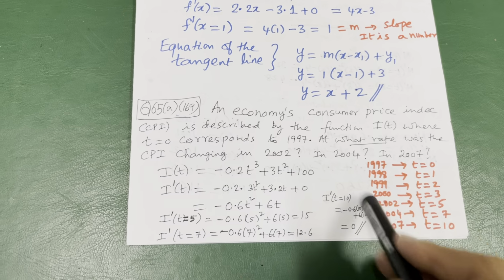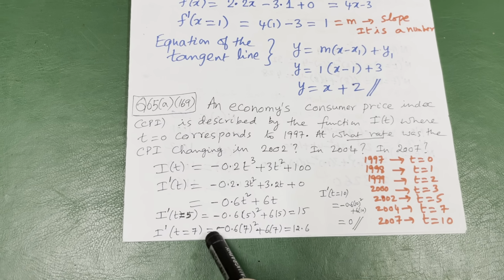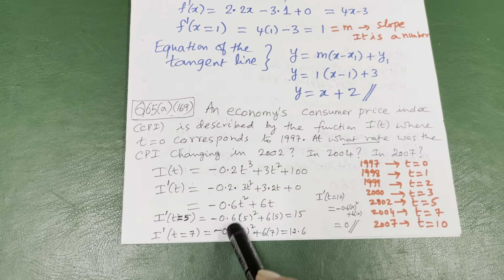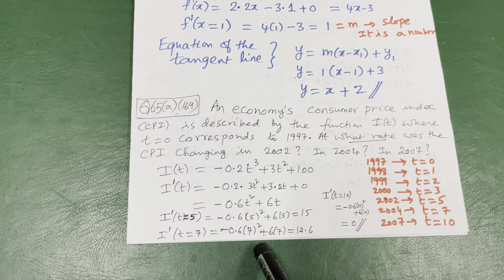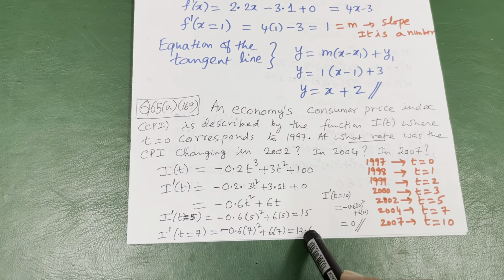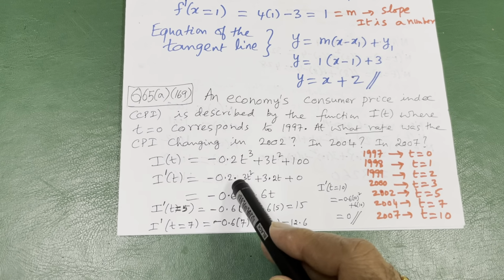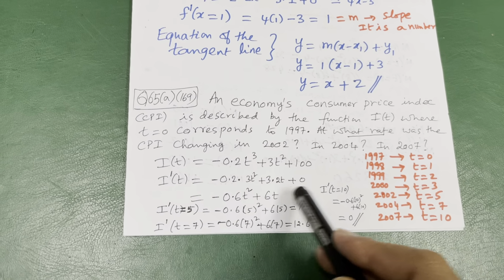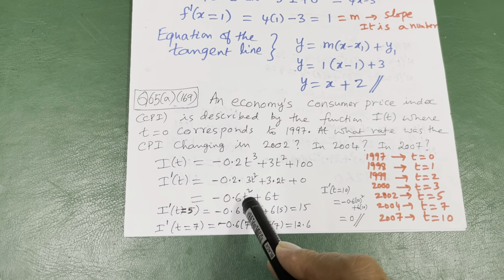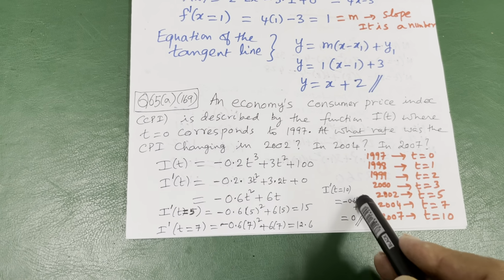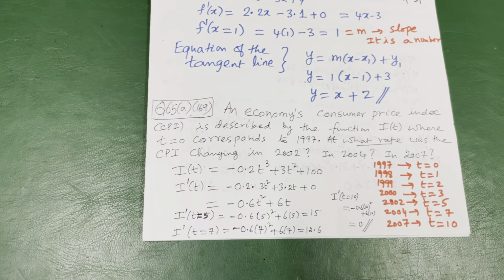Again 2004. 2004 represents t is equal to 7. So I put t is equal to 7 in minus 0.4 t squared plus 6 multiply 7. Use calculator, 12.6. And the last one is 2007, that is t is equal to 10. Replace t with 10. So minus 0.6 times 10 squared plus 6 times 10, and use calculator, you get 0.